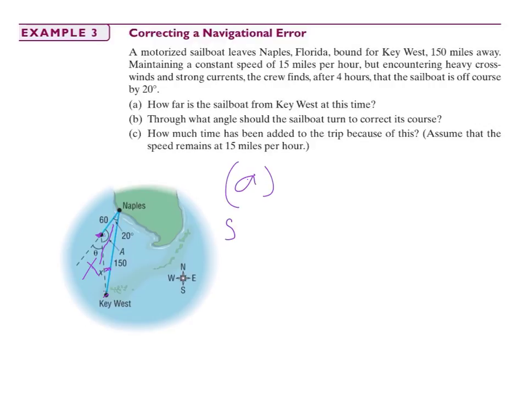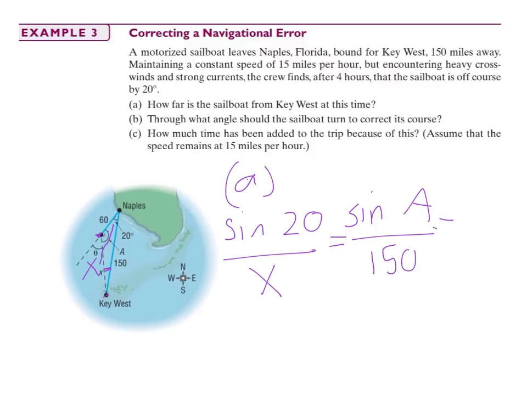So for part A, if you try to do the law of sines, here's what it would look like. Sine of 20 over X is equal to sine of angle A divided by the length of the side across from A, which is 150. That's equal to the angle at Key West. You can call it angle C.